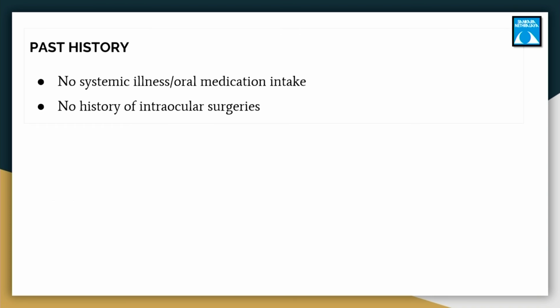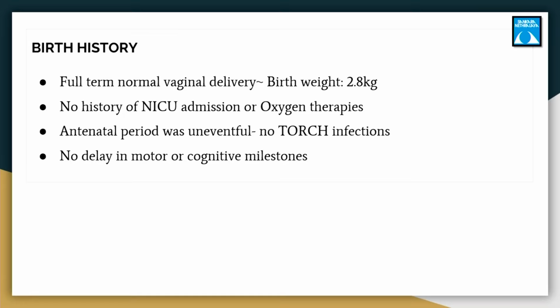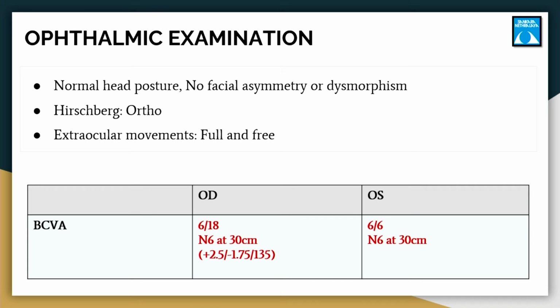His past history had no history of systemic illness or any oral medication intake, no history of intraocular surgeries. There was no history of consanguinity in his family. He is the first child, has a younger brother, but has no similar complaints. No history of blindness or enucleation in the family. No history of malignancies. His birth history included a full-term normal vaginal delivery with a birth weight of 2.8 kg. There was no history of NICU admission or oxygen therapies. His antenatal period was uneventful with no TORCH infections. There was no delay in motor or cognitive milestones.